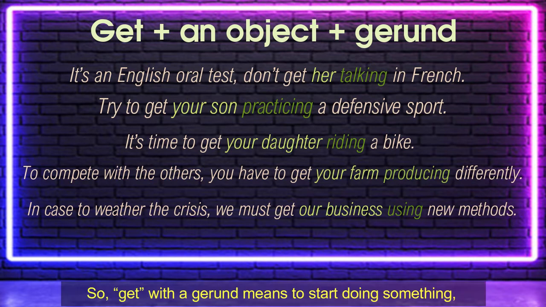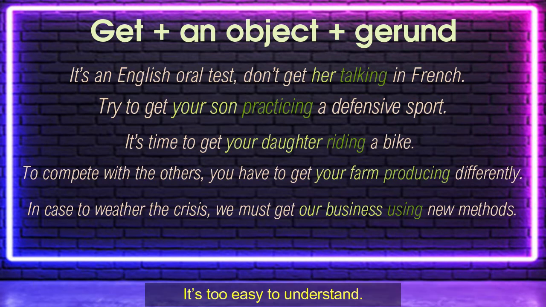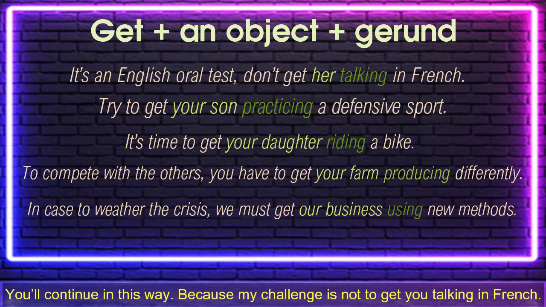So, get with a gerund means to start doing something. And get with an object and a gerund means to make something start. It's too easy to understand. You'll continue in this way, because my challenge is not to get you talking in French.